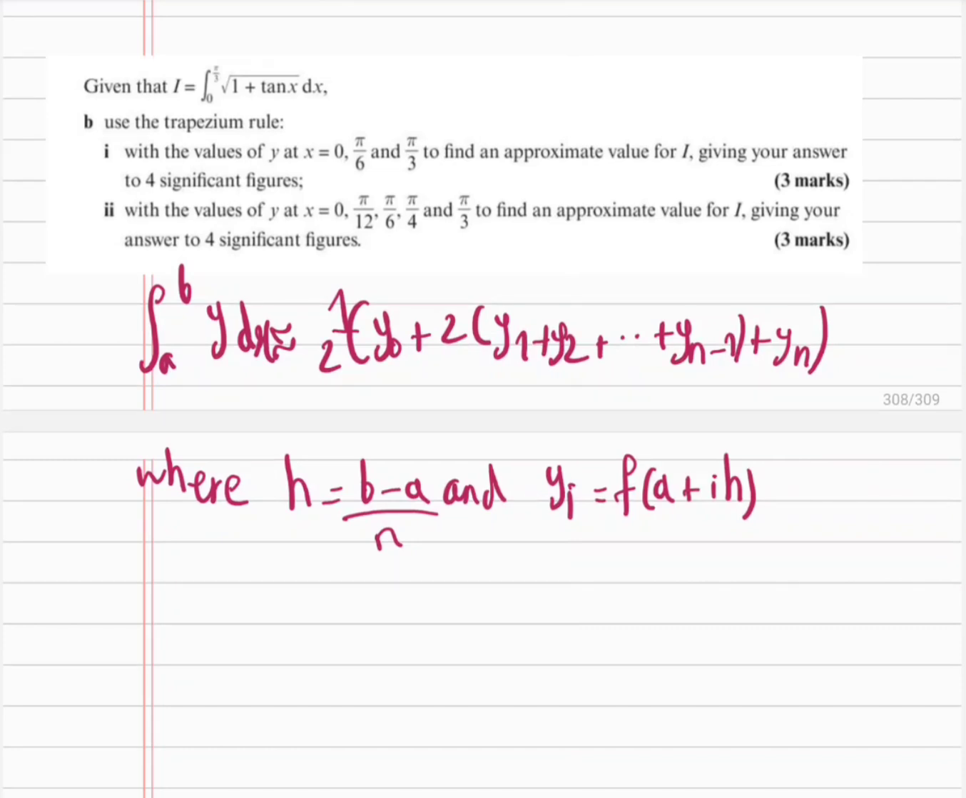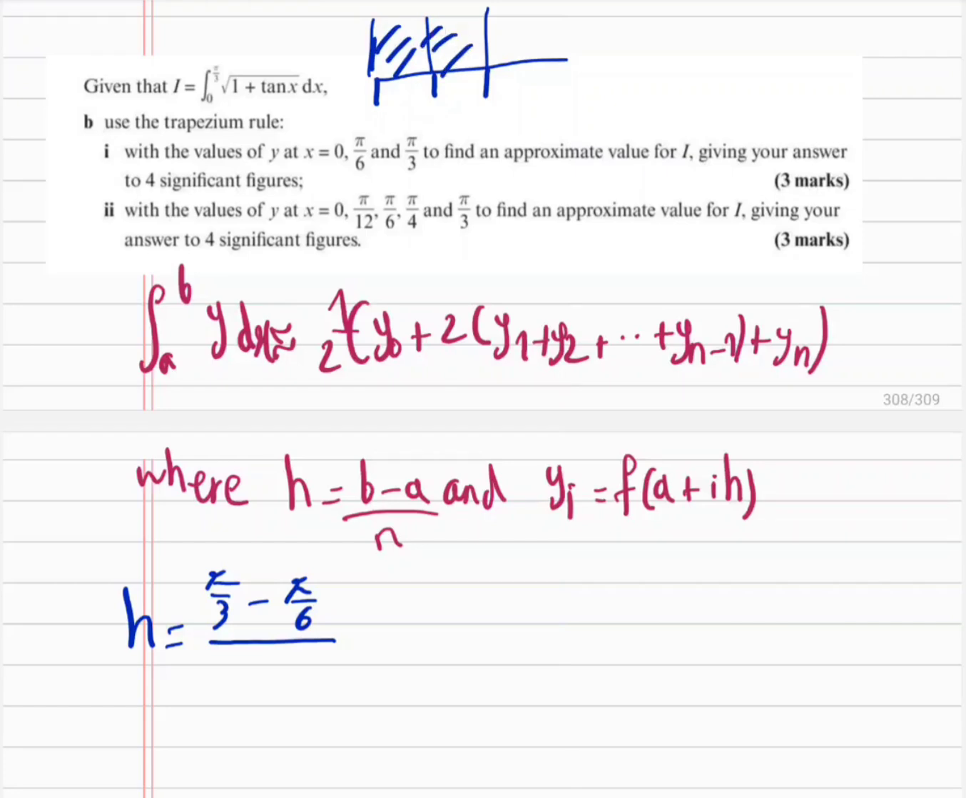First of all, we always find the value of h. h is equal to the upper bound minus the lower bound, divided by n. n is just the number of strips or the number of intervals. In this case, the upper bound is pi by 3 from the question, and the lower bound is pi by 6. Remember that the number of strips here is only 2, because if you imagine the x-axis, you have 0, you have pi by 6, and you have pi by 3, so essentially 2 intervals or 2 strips. That's why n is just 2, and therefore h is pi by 6.